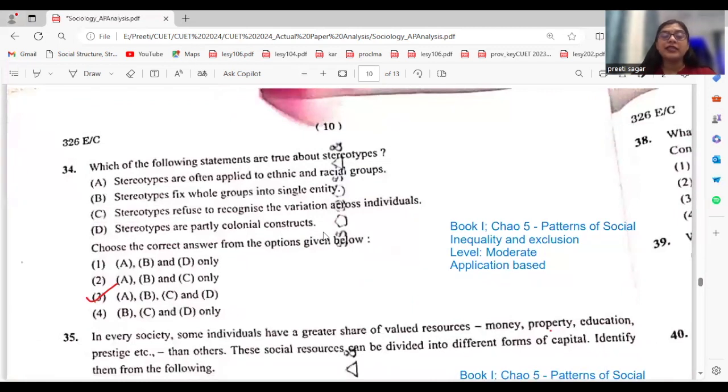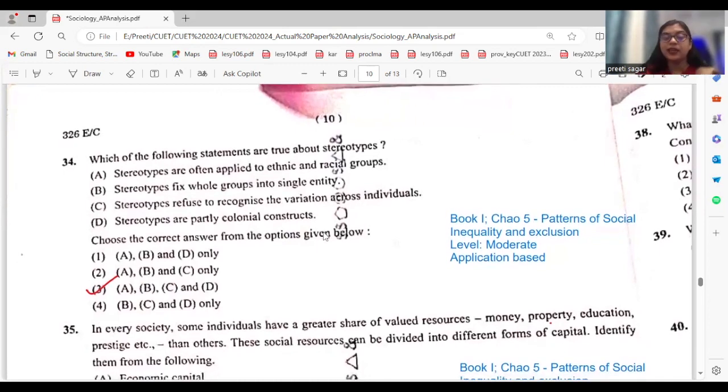Next is, which of the following statements are true about stereotypes? Here we can go through the options. If the elimination technique works, that is okay. If it doesn't, then we have to go through all four statements. Statement A says stereotypes are often applied to ethnic and racial groups. That is correct, and also against women. Then it fixes a whole group into a single entity. It is correct. Stereotypes refuse to recognize variations across individuals. That is also correct. Stereotypes are partly colonial constructs. Again, it is correct. So all the statements are correct. So option 3 is the right answer.